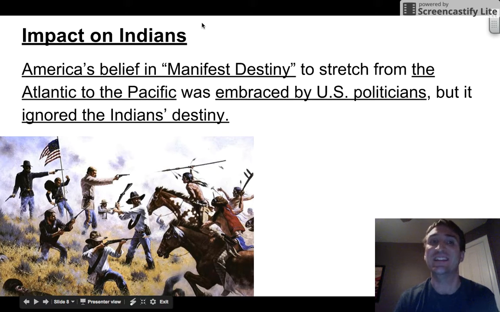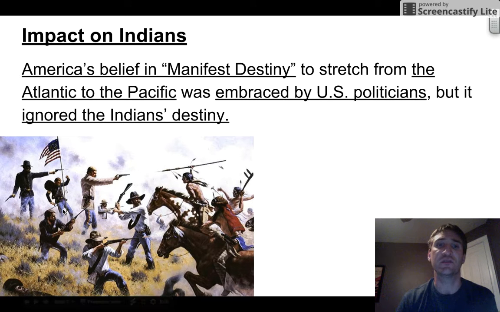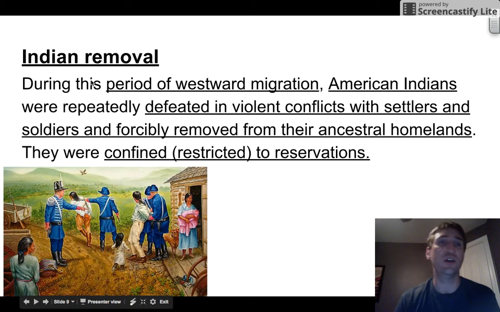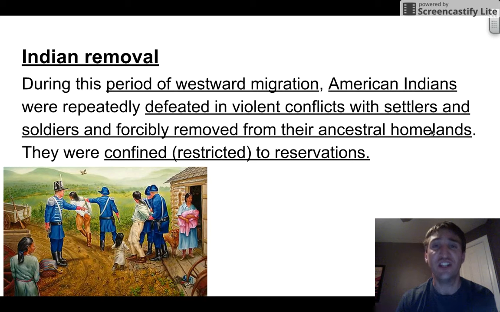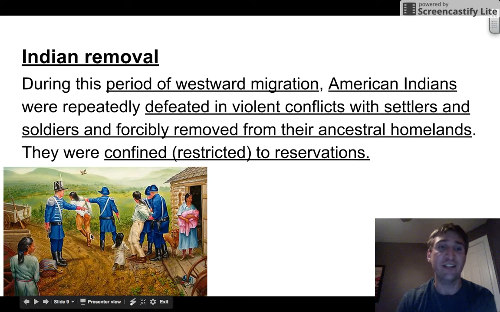Impact on the Indians. America's belief in manifest destiny to stretch from the Atlantic to the Pacific was embraced by U.S. politicians, but it ignored the Indians' destiny. And here you see a conflict between the Indians and the American settlers. Indian removal. During this period of westward migration, American Indians were repeatedly defeated in violent conflicts with settlers and soldiers and forcibly removed from their ancestral homelands, where generations and generations lived. And here you see a painting of that.